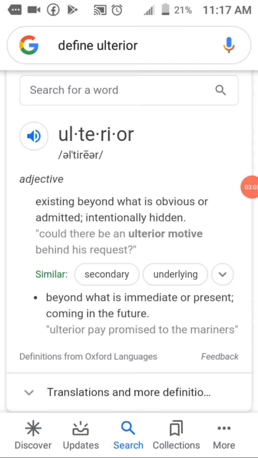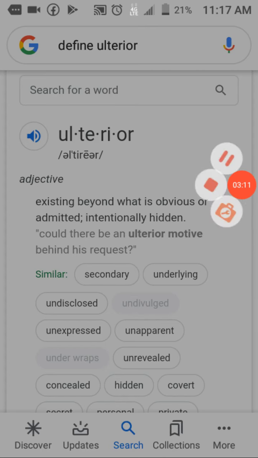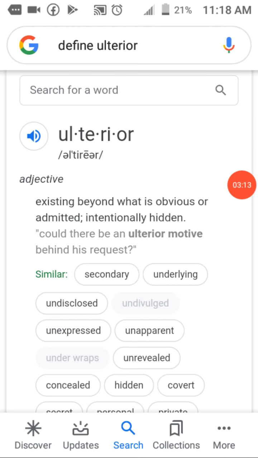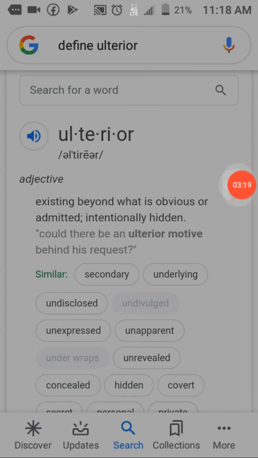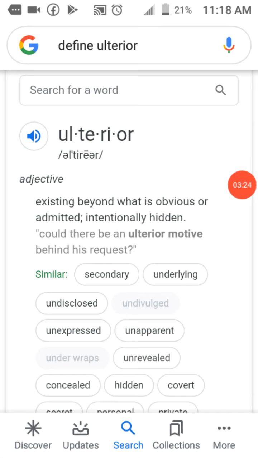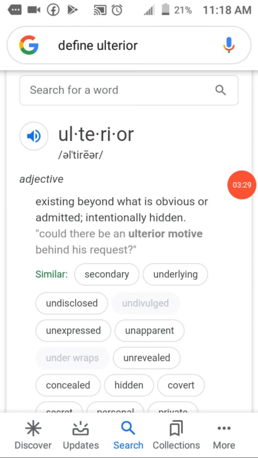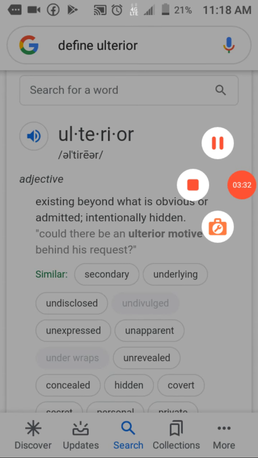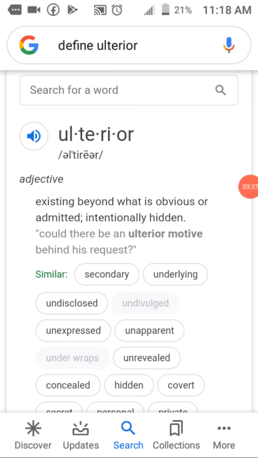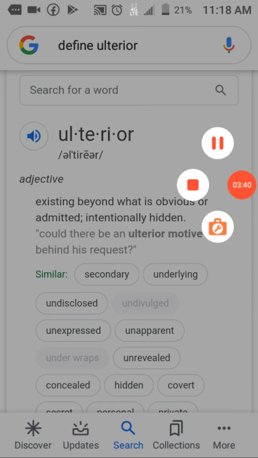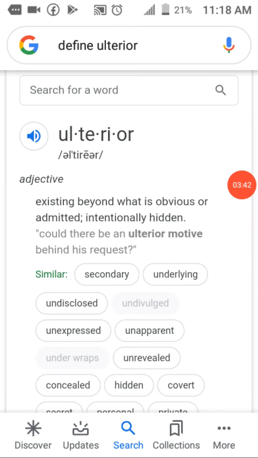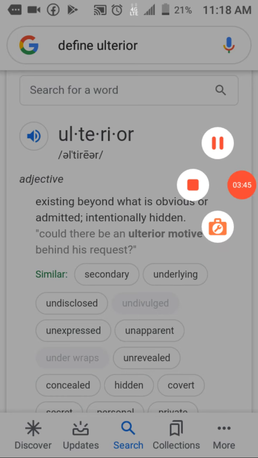And then there's beyond what is immediate or present, coming in the future. So yes, there are ulterior motives for different reasons that people do things. And there's ulterior people. They're hiding things, intentionally hidden about who they are. You don't know that they might be working against you, but in plain sight, they appear to be the best people in the world. See, it's exactly this word, I guess.